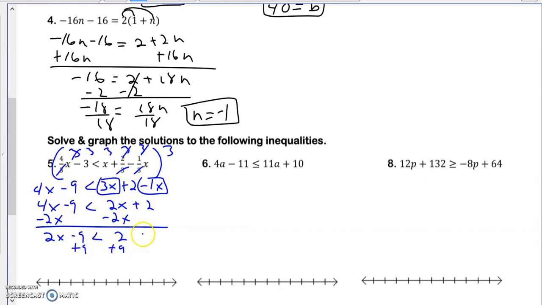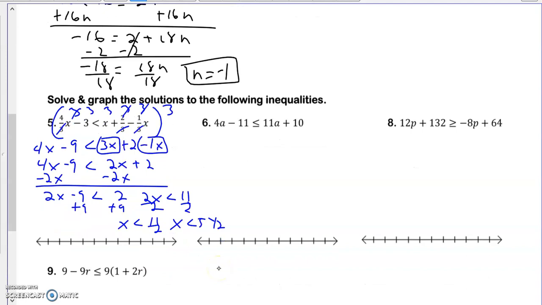And I'm going to get 2x is less than 11. I'm going to divide by 2, and x is less than 11 over 2. Another way of writing it is x is less than 5 and a half, or 5.5. So taking a look at this, I do 4, 5, and 6. It's going to be between 5 and 6.